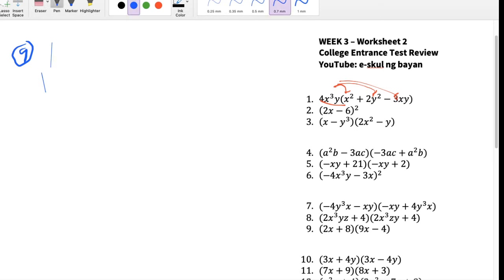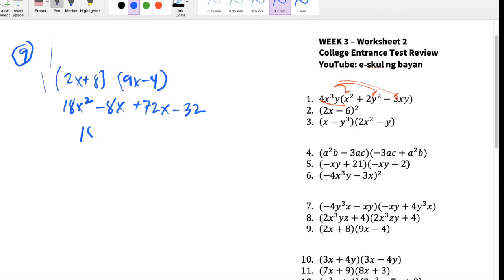Ayan, baka pwede na magsulat. 2x plus 8 times 9x minus 4. Okay, so 2x times 9x, that's 18x squared. Tapos, itong 2x times negative 4, that's negative 8x. Positive 8 times 9x, that's equal to positive 72x. Positive 8 times negative 4, that's negative 32. Okay? Ito lang yung like terms, 18x squared plus 64x minus 32. Okay?